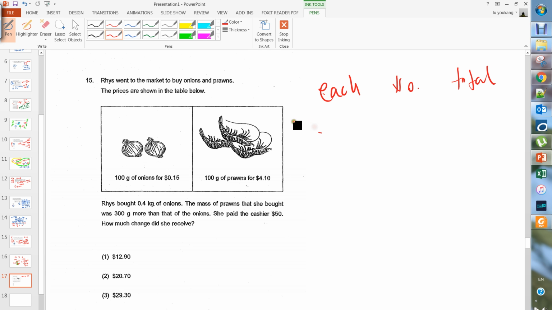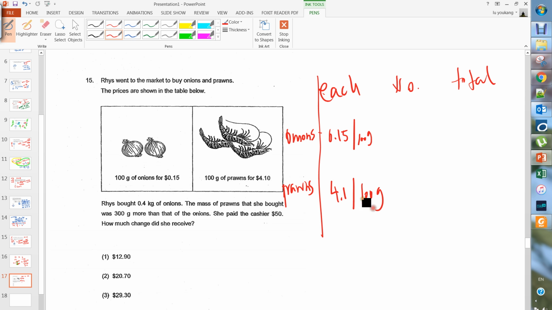So this one is for what? This one is for onion. And this one is for prawns. So the price for onion is 0.15 per 100 gram, right? Then this one is 4.1 per 100 gram, right? This slash is per. Okay, you need to know how to read it. So I have completed my each column already.